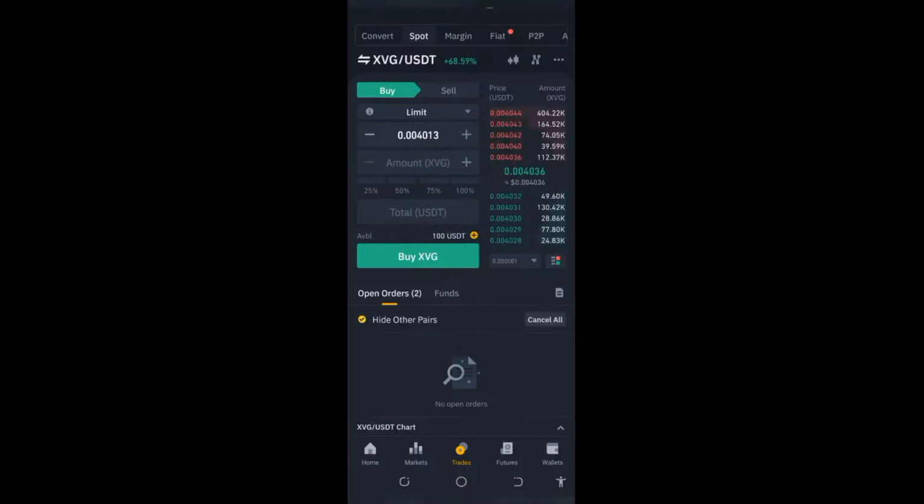Bye. Will XVG come out profitable? Yeah, we're going to look out for this, right?